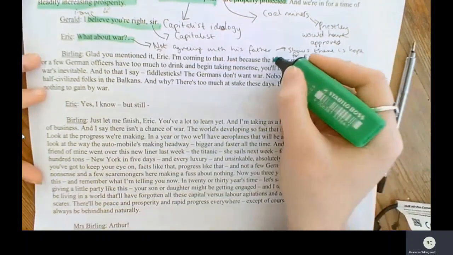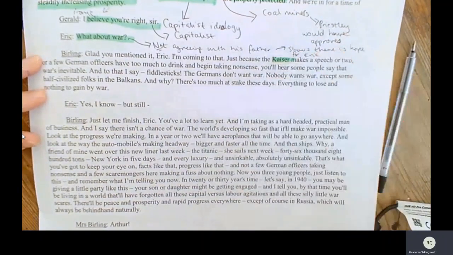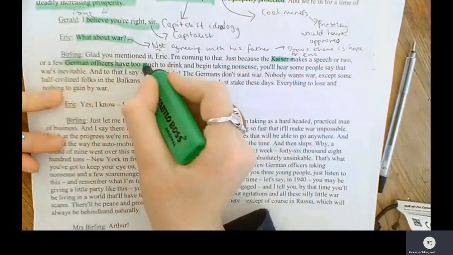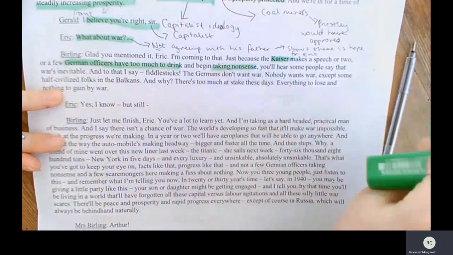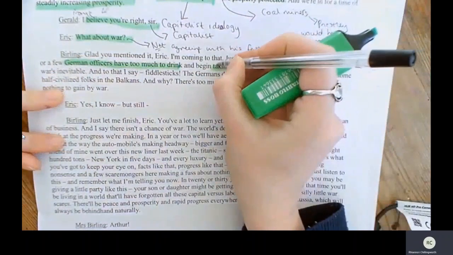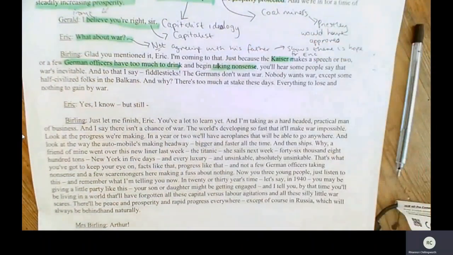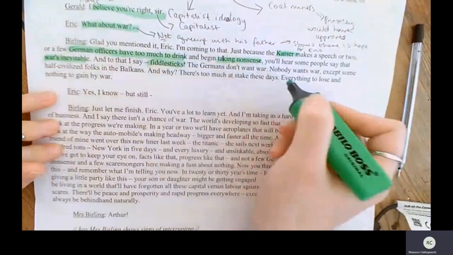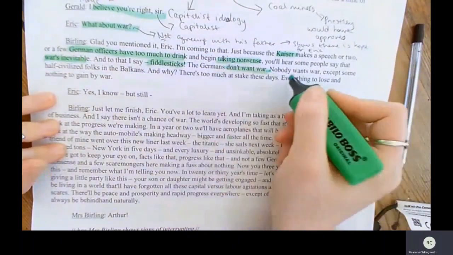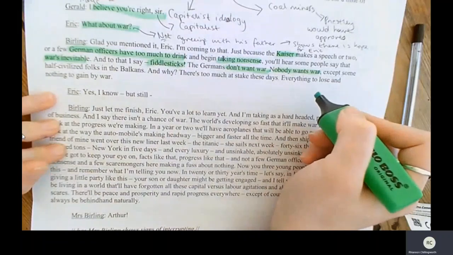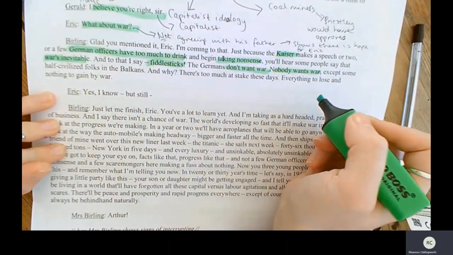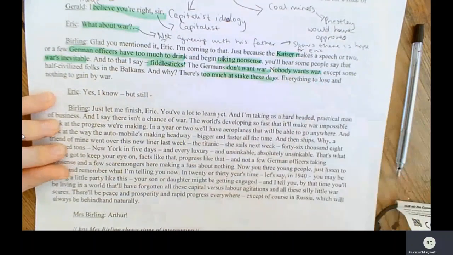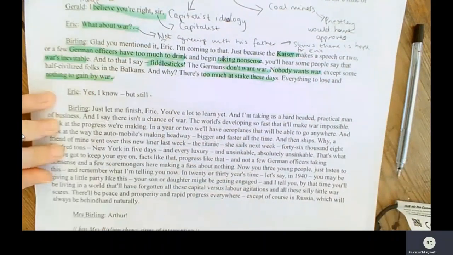Just because the Kaiser, so that's obviously who rules the Germans, made a speech or two, or a few German officers have had too much to drink and begin talking nonsense. You'll hear some people say that war's inevitable. And to that I say, fiddlesticks. The Germans don't want war. Nobody wants war except some half-civilised folks in the Balkans. And why? There's too much at stake these days. Everything to lose and nothing to gain by war.